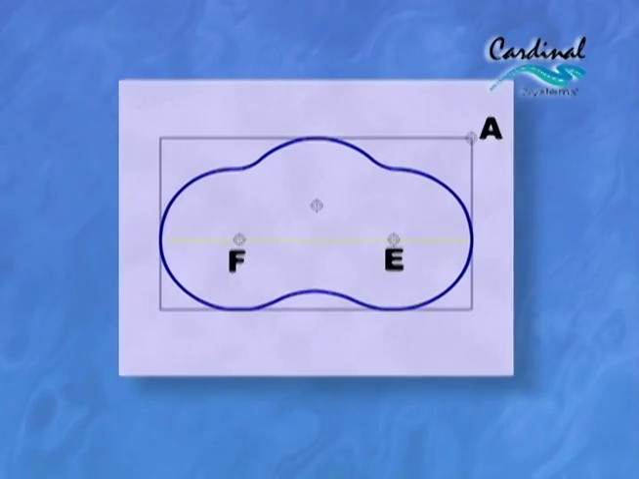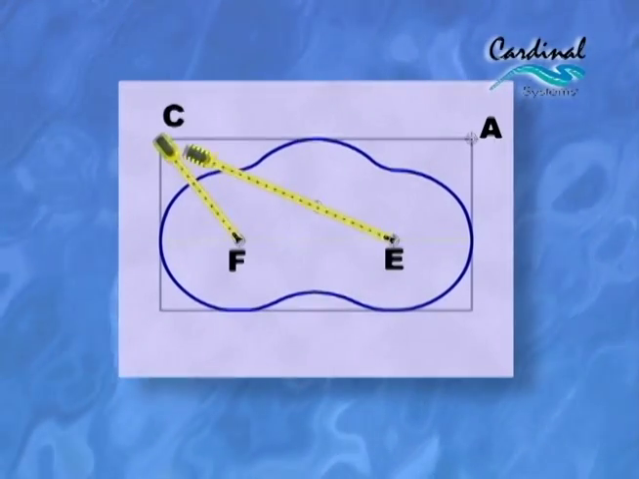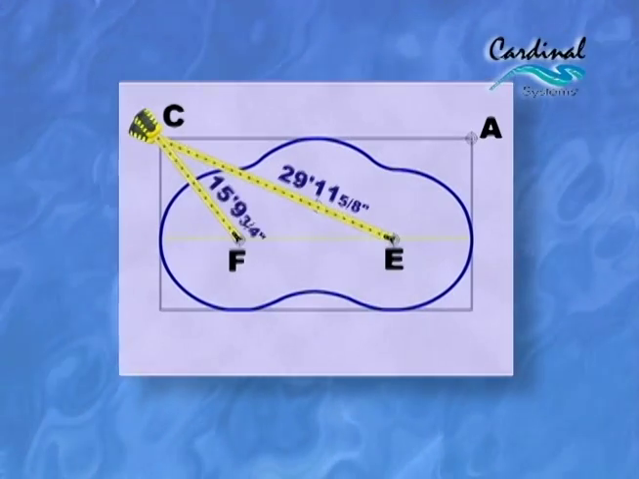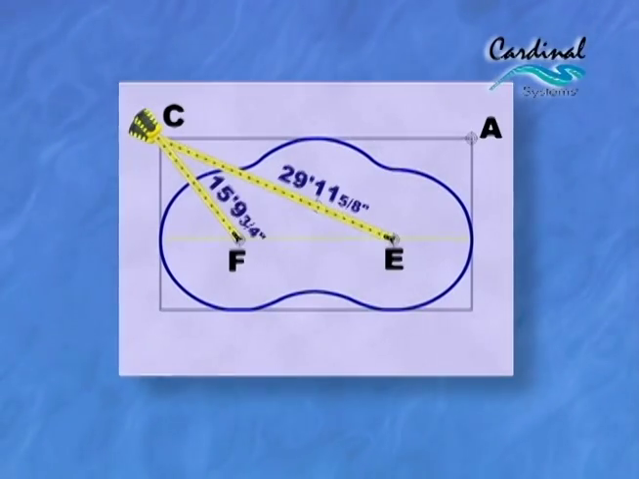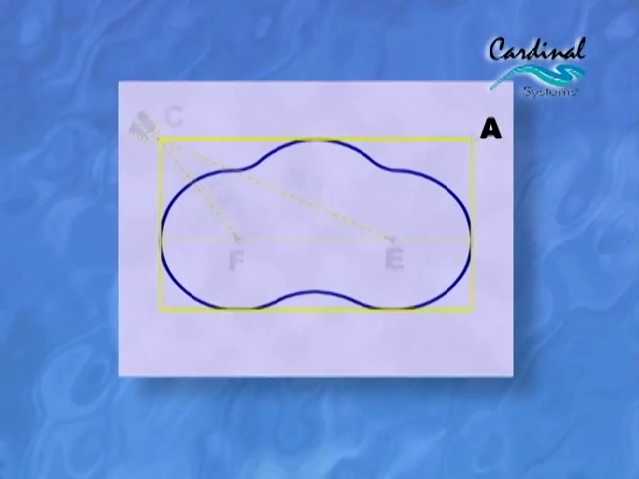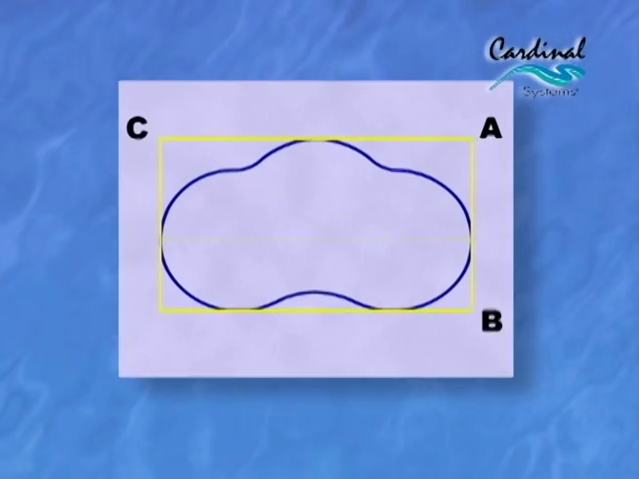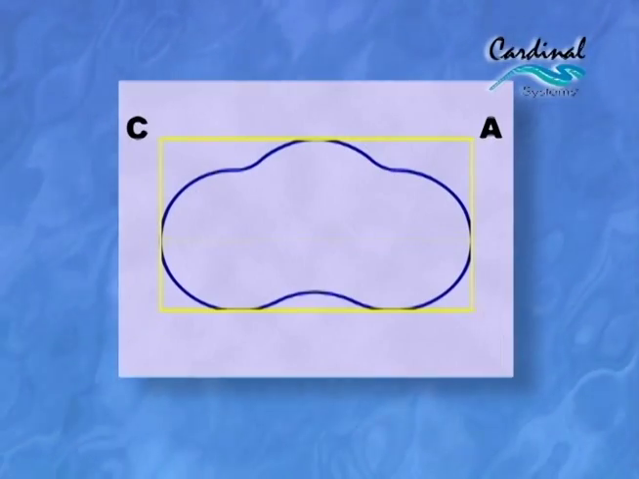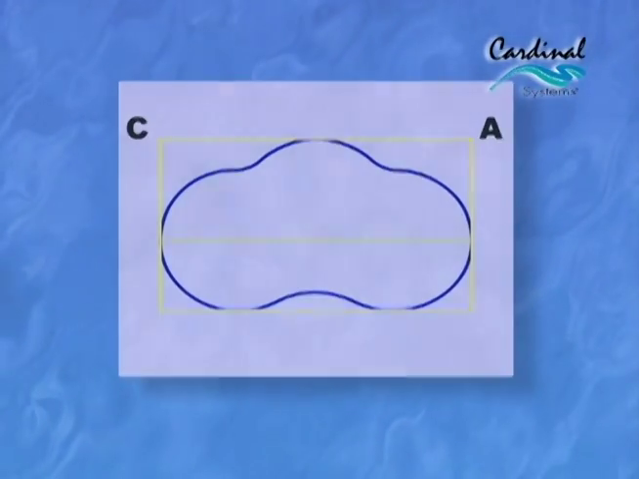Repeat this procedure, marking from point E to C, 29 feet 11 5/8, and from F to C, 15 feet 9 3/4 inches. Points A, B, C, and D are the box measurements. Points D and B are not used in this installation because they are off-site.